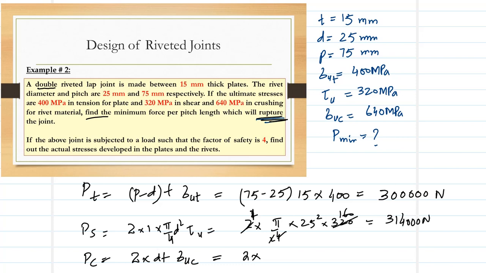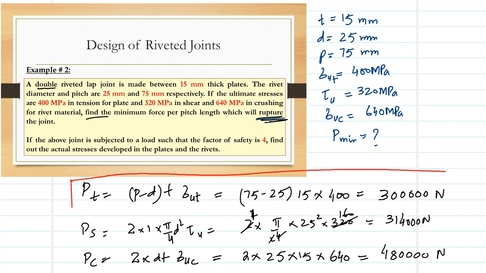So in case of crushing load, this is 2 into 25 into 15, and the ultimate crushing stress in compression is 640. So 2 into 25 into 15 into 640. That value comes out to be 480,000 newton. Now in case of this joint, which is the minimum force? The minimum force is the tearing force.